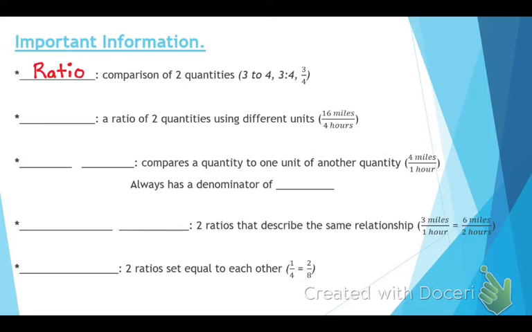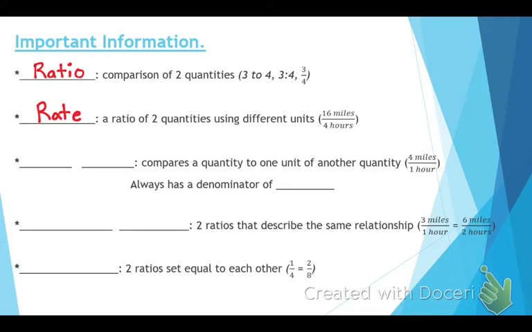This is a ratio of two quantities using different units. So you can see 16 miles in 4 hours. Does anyone remember what that would be called? Not a proportion. It is a rate. Let's go to the next one.